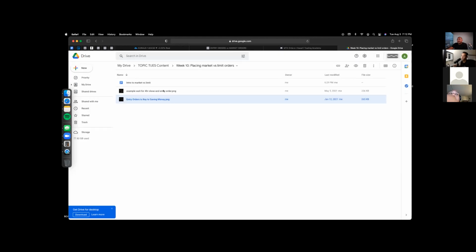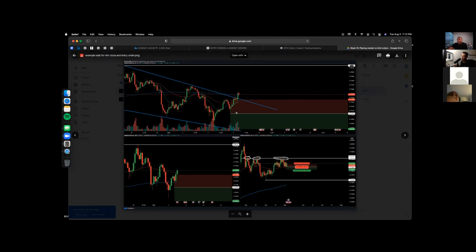So I just want to show one more example here. This one is kind of insane. It literally kept me out of the market just by a few pips. So this is another example of an entry order saving me money and saving me a loss. And this is just one reason why I like limit orders over market orders. However, I do place market orders. Like Glenn said, it's just dependent on the type of market we're in.